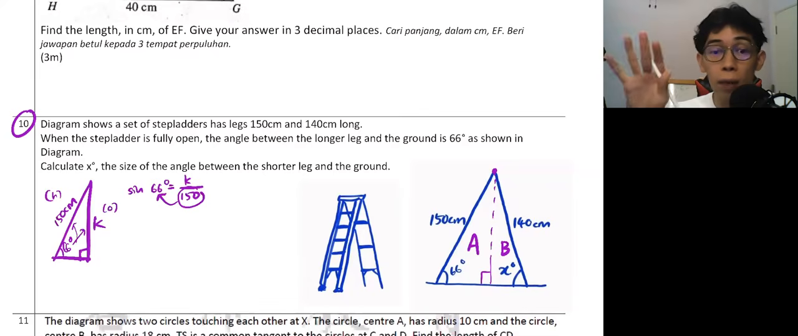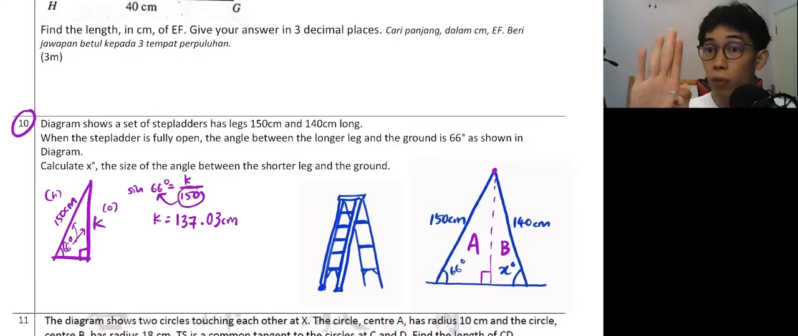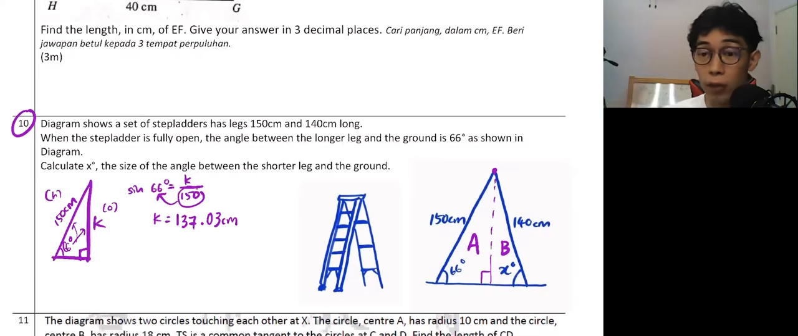Okay, don't do that, because when you write out and round off, it might affect your answer. So use the longest one. Then you multiply with 150, and you will be getting 137.03 cm.